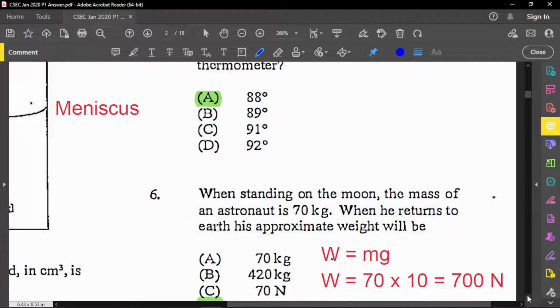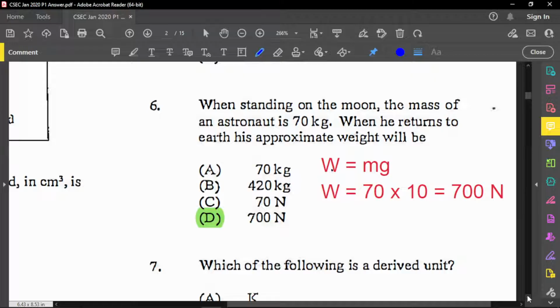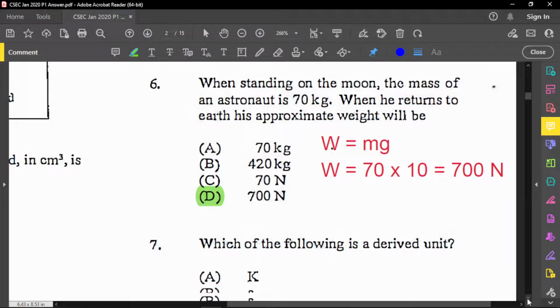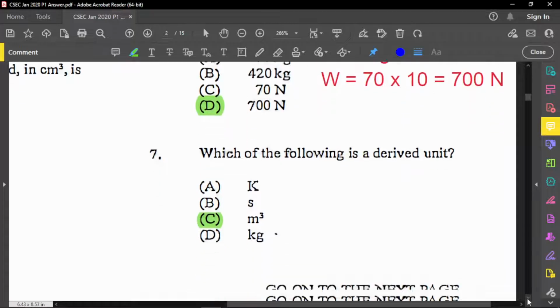All right. So question number 6. It said, when standing on the moon, the mass of an astronaut is 70 kg. And this is also a repeat question. It said, when he returns to Earth, his approximate weight will be what? And so weight is equal to mass times gravity. And so therefore his weight is going to be the mass, which is 70 kilograms, multiplied by 10, which is the gravitational force on the Earth. And so his weight will be 700 newtons on the Earth. A point to note: mass does not change, but weight changes due to gravity.